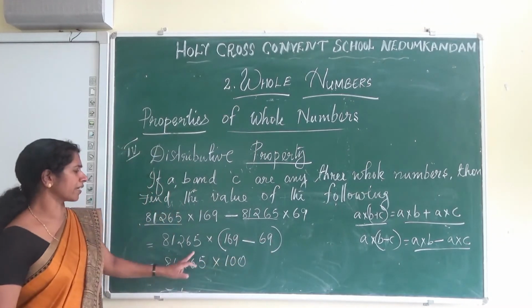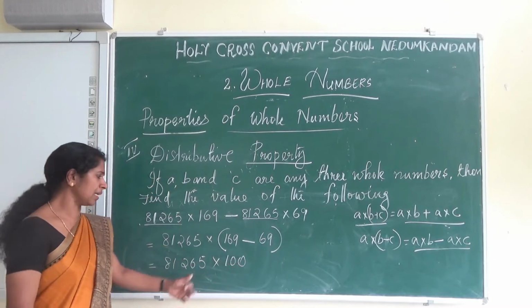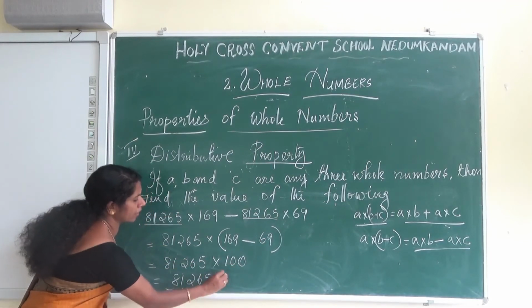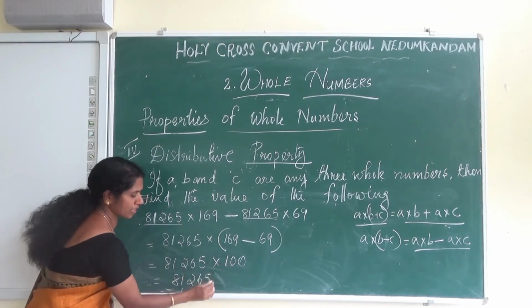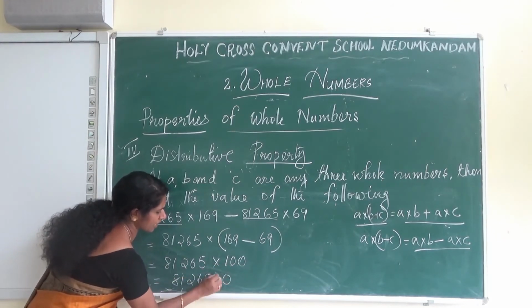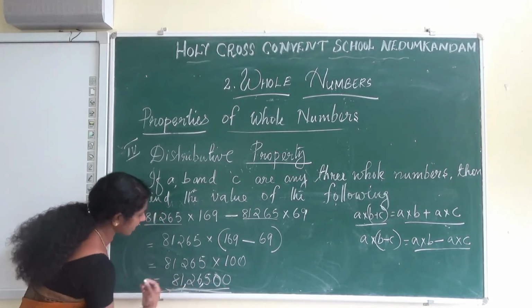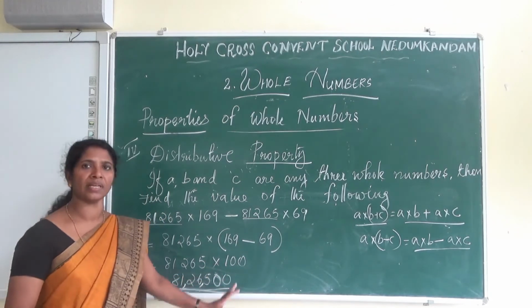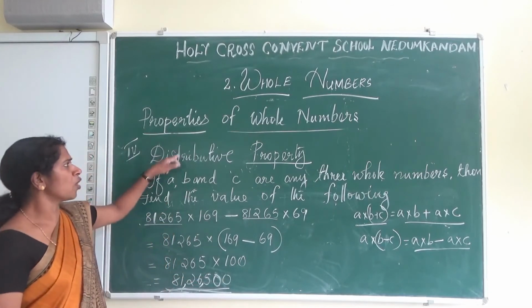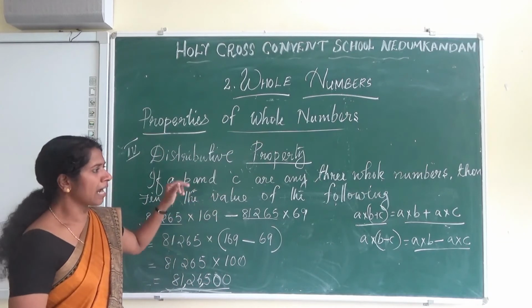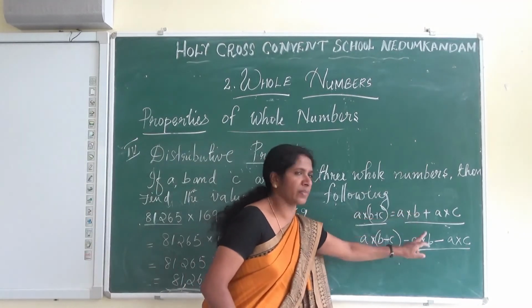Multiplication of a number by 100 is very easy. Write the number as it is, 81,265, and add 2 more zeros at the end of this. That is the multiplication, right? So the answer becomes 81,26,500. This is the distributive property of multiplication under addition and subtraction.